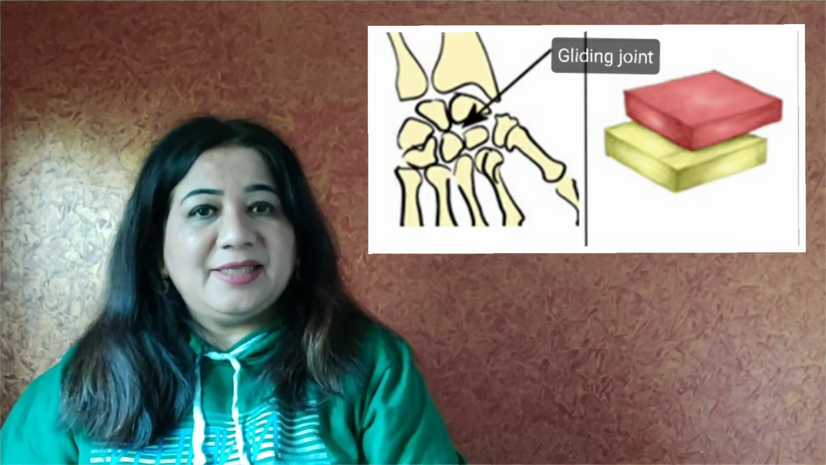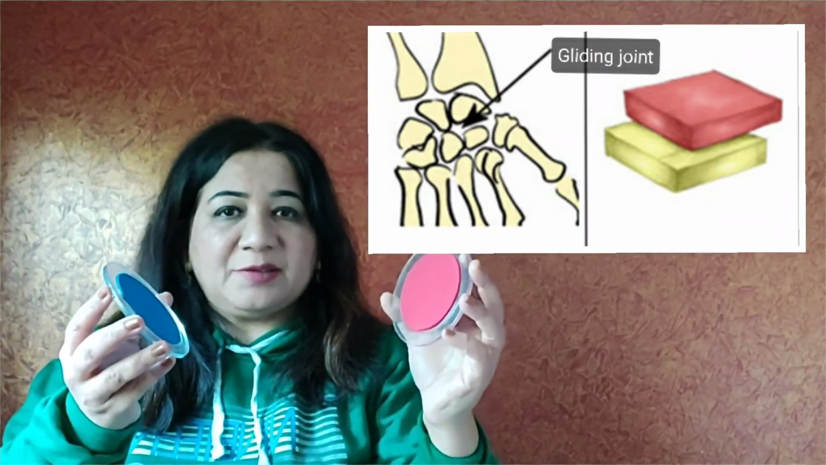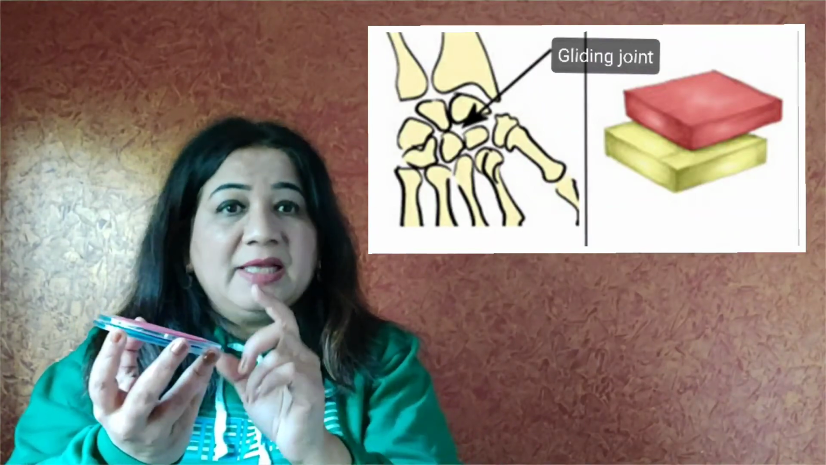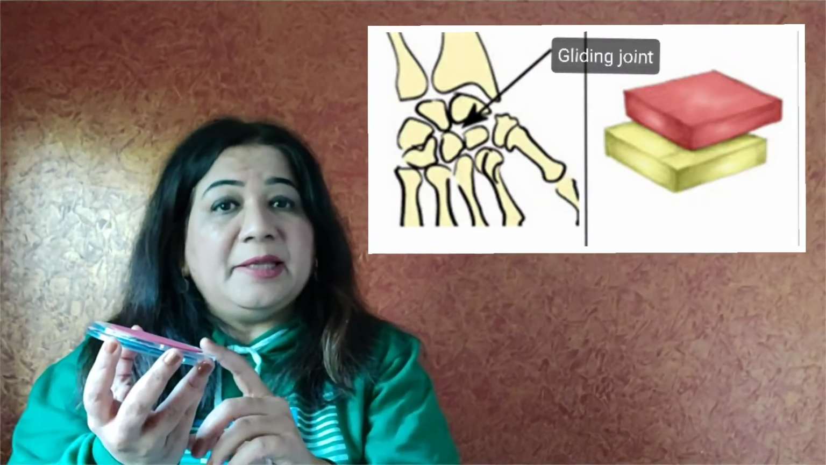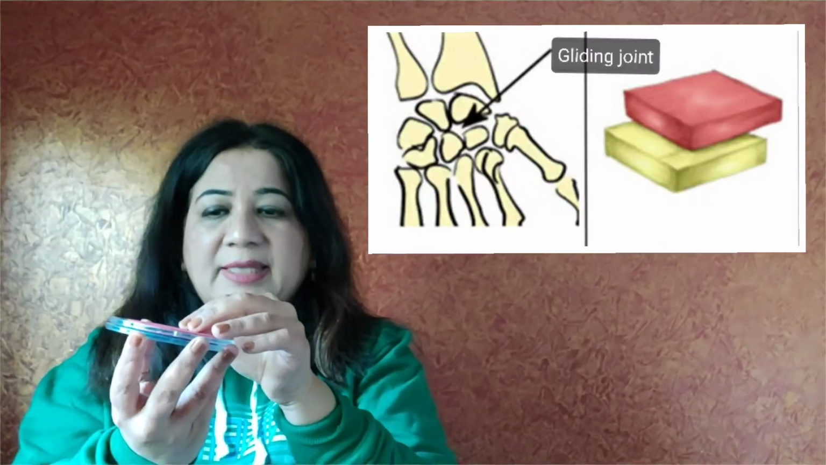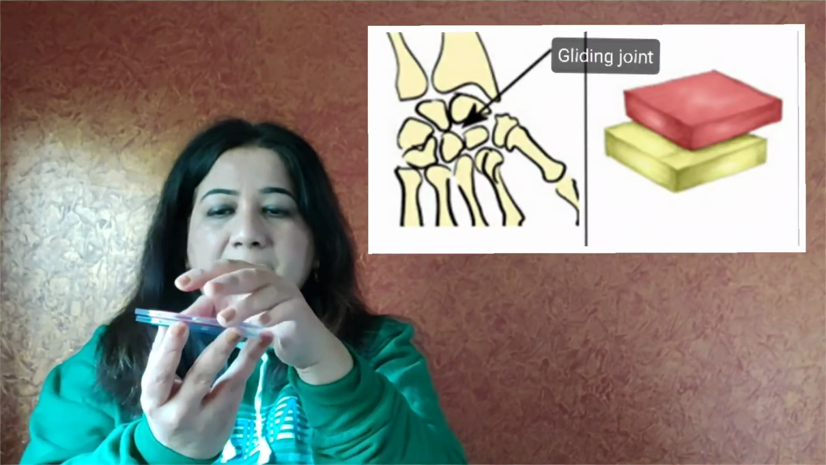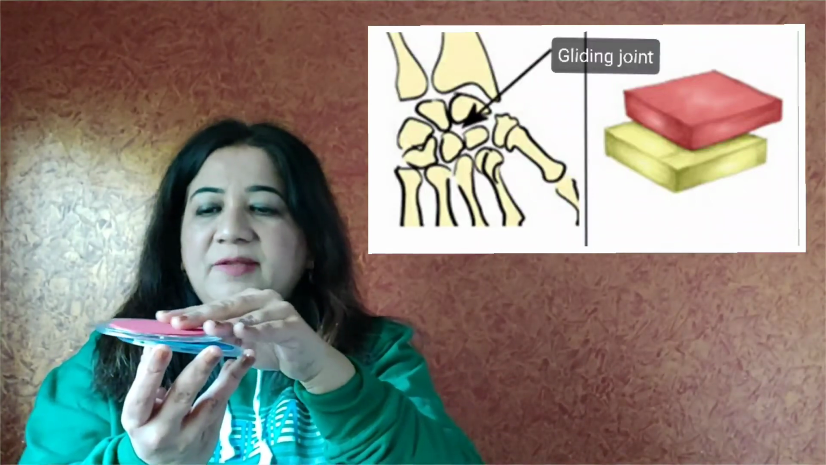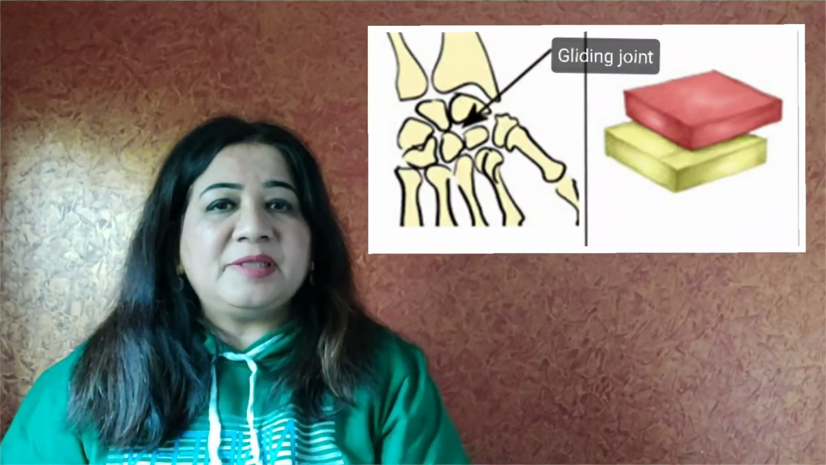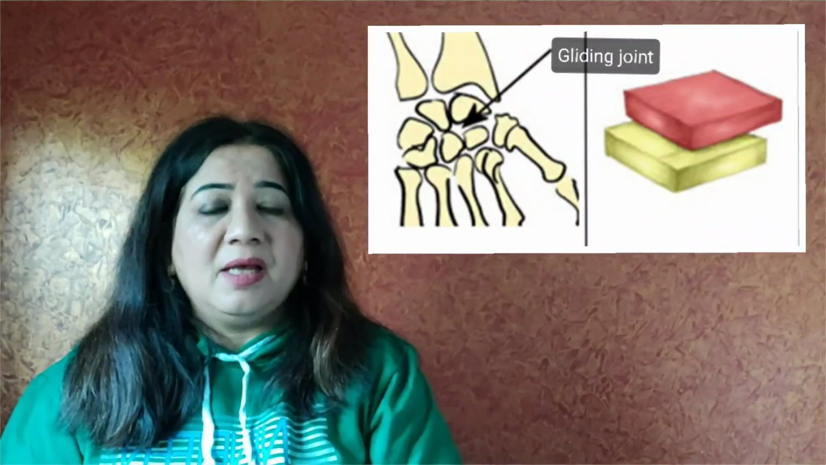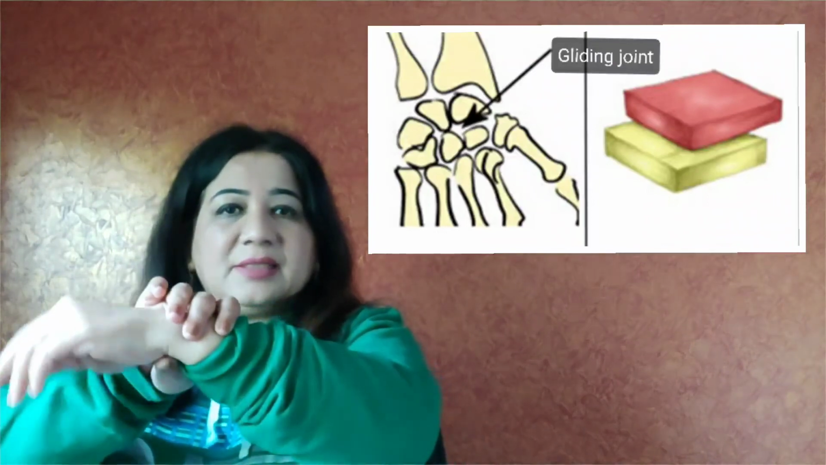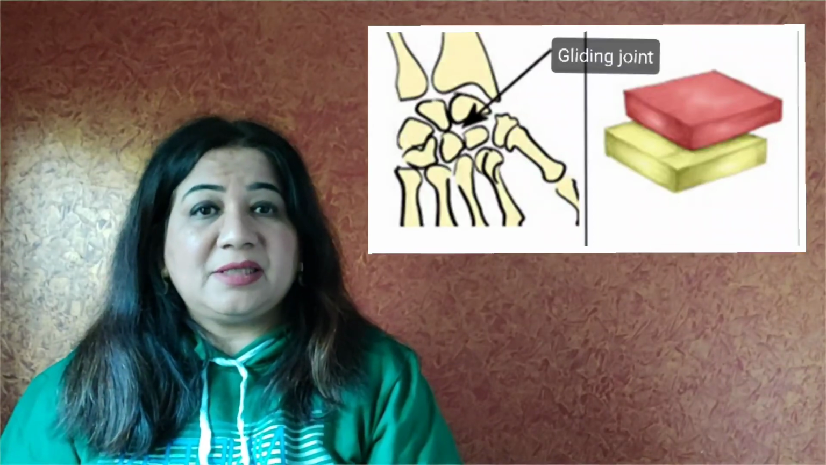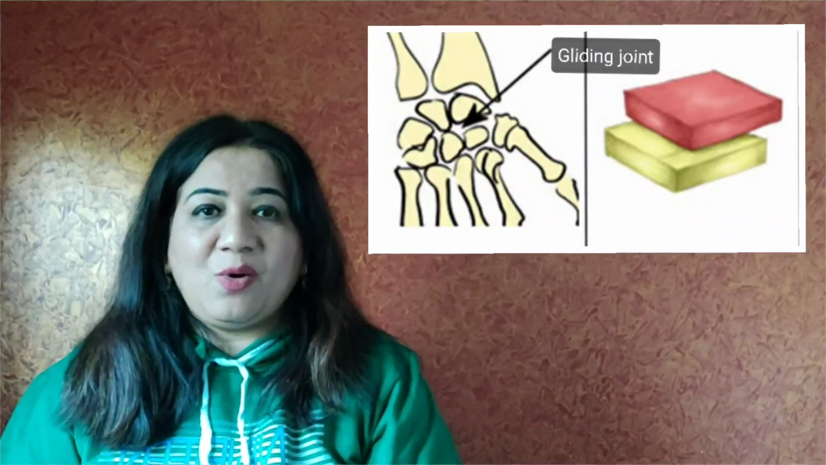Gliding joint. In this kind of joint, two flat bones glide or slide over each other. This kind of joint allows limited or little movement like this: forward, backward, sideways. Okay, this kind of little movement. Examples of this kind of joint are the wrist joint and ankle joint. And also this joint is present in between two vertebrae of our spine.